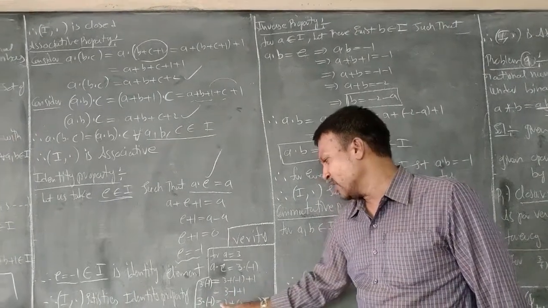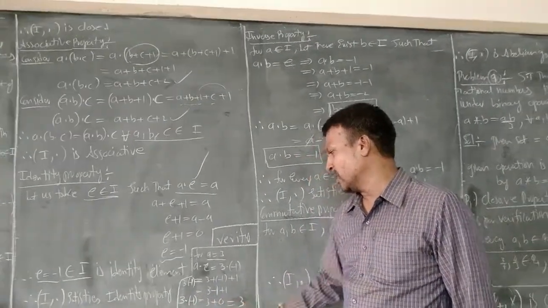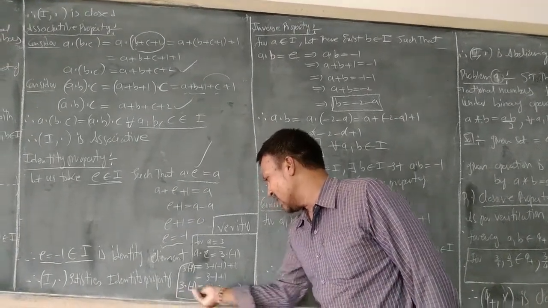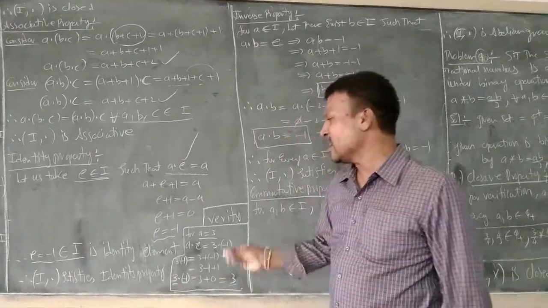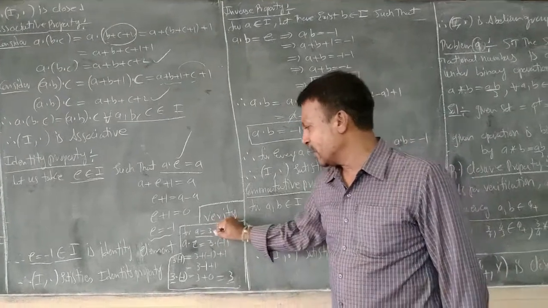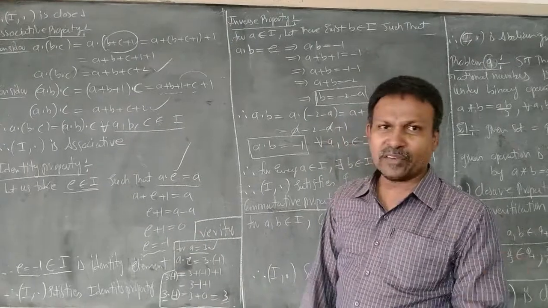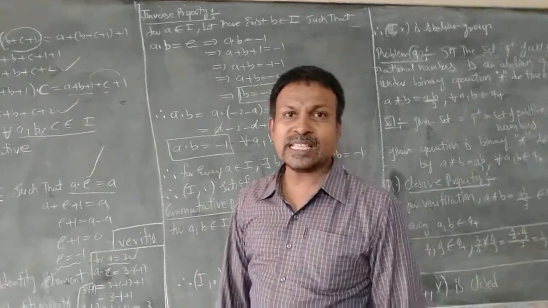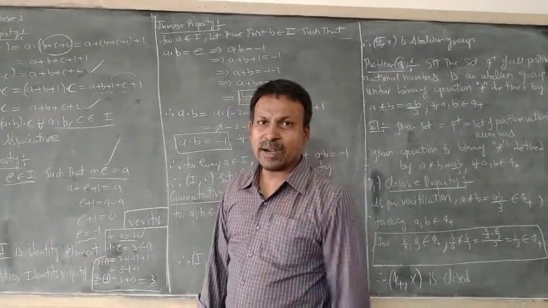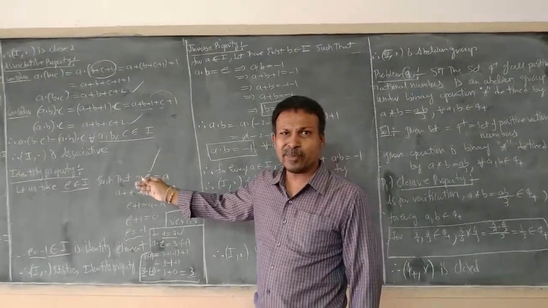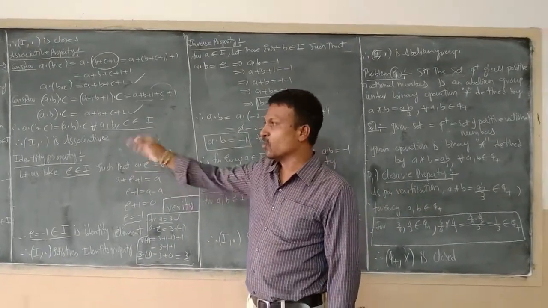Therefore 3 dot of minus 1 is equal to 3 plus 0 is equal to 3. So here a dot e is equal to a. This property is being satisfied by this example, a is equal to 3 and e equal to minus 1. Therefore definitely here we can conclude that e equal to minus 1 is the identity element with respect to the given operation dot, which is defined by a dot b is equal to a plus b plus 1.